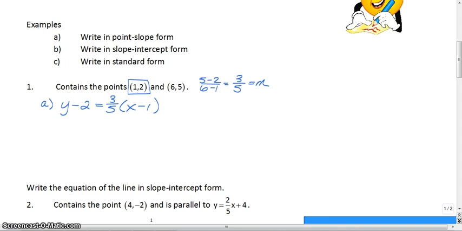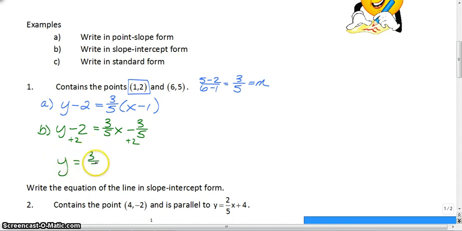So now what we can do is we can distribute the 3/5 inside the parentheses. That's going to give us y minus 2 is equal to 3/5 x minus 3/5. Now we just need to add 2 to both sides. And then we're going to have y is equal to 3/5 x plus 7/5 after we add the 2 to the right. And look at that. We're done with slope-intercept form.